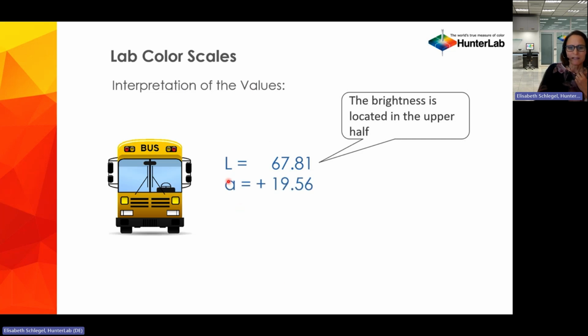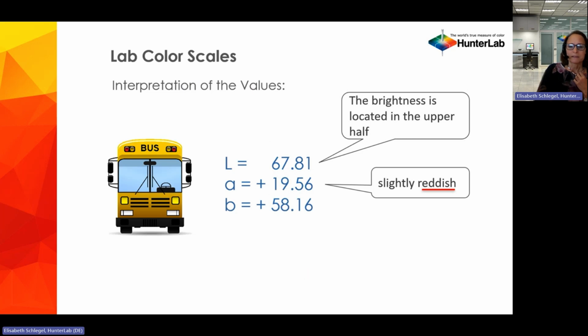And then we have an A value of about 20, so that means it's slightly reddish. So positive values are in the red area. And a B value of about 60. That means it's clearly yellow. So we have a clear yellow with a light reddish shade, and it's a bright color. So we can easily, from LAB, say what color is represented. Is there any question here?